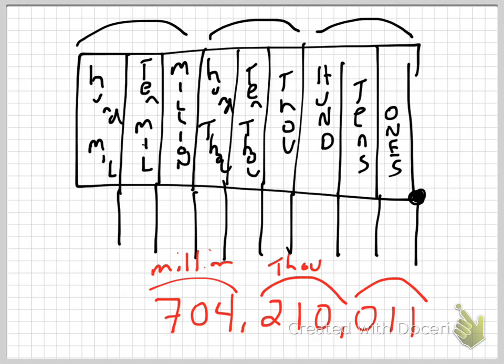Looking at this though, now that you have this, you just read it left to right. This is how many million? 704 million. 210,000. What's here? 11. Done.